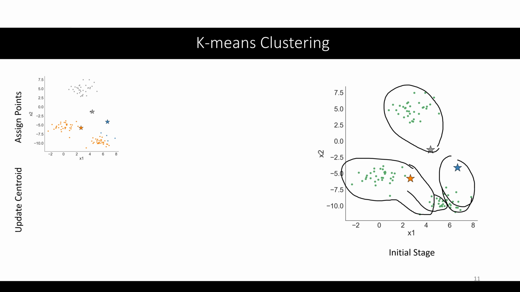Now we will update the centroid. The centroid of all these points is probably here. The yellow cluster's centroid should probably be here, and the blue one should be around here. So this one will move here, this orange will move there, and blue will move there. So we have updated the centroids. Now we will do reassignment. This one will not change, but for the blue one, many of these points should go and become blue.